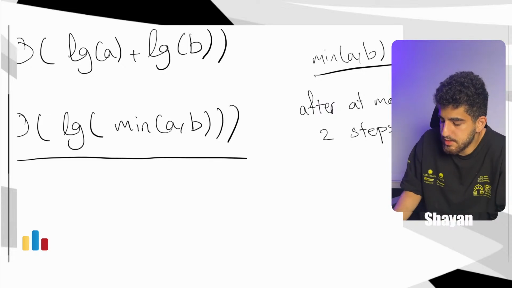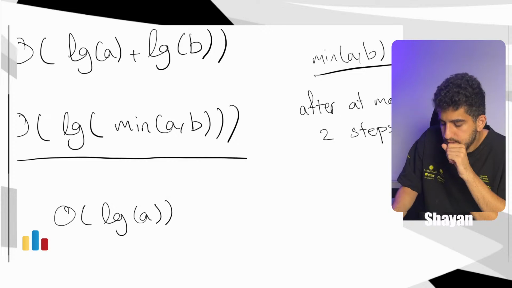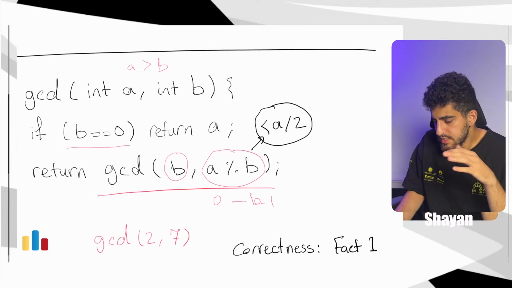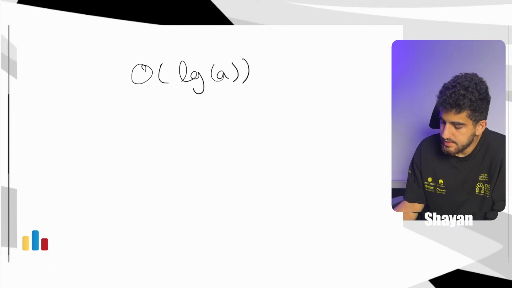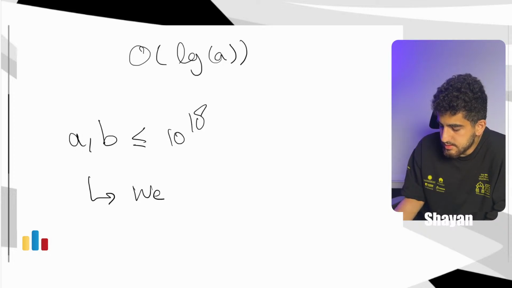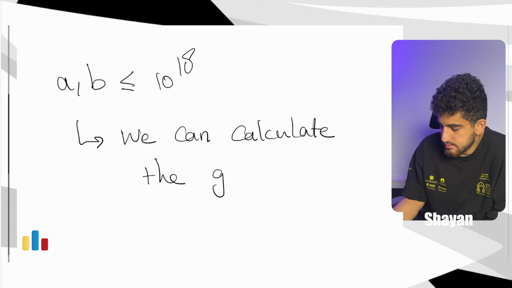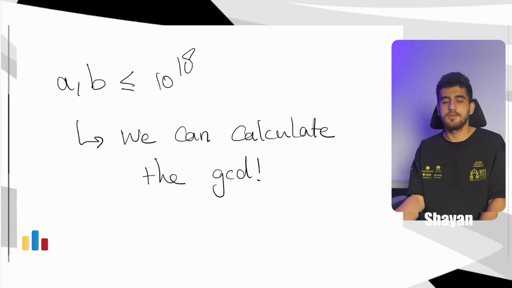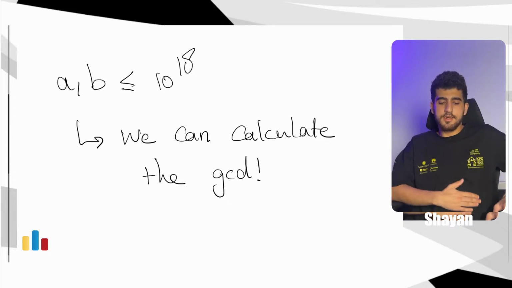but mostly a and b are around the same number, so it's going to be O of log of a, for example. So anyway, whatever is the range of your number, it's going to be O of log of that. So now even if a and b are up to 10 to the power of 18, we can calculate the GCD. We can calculate it. Right. So this is how we calculate GCD. Is it clear?